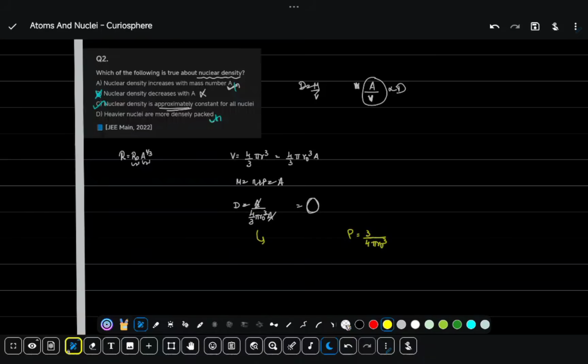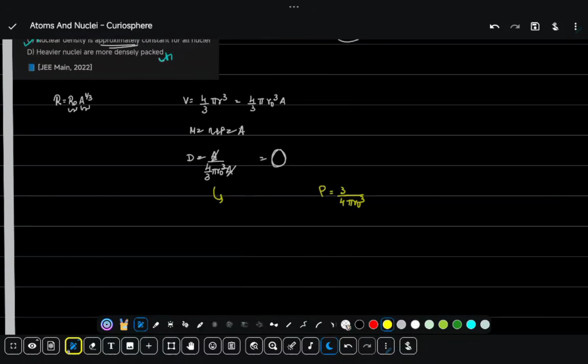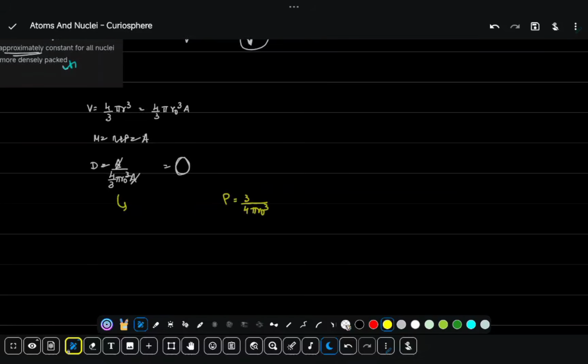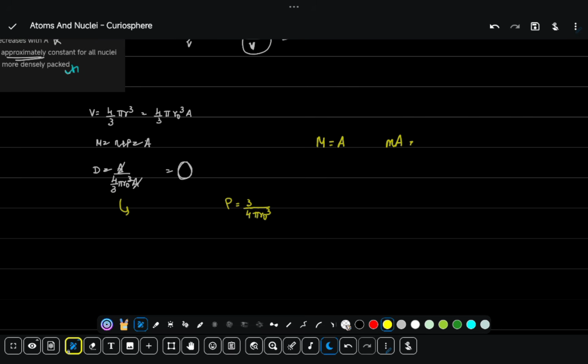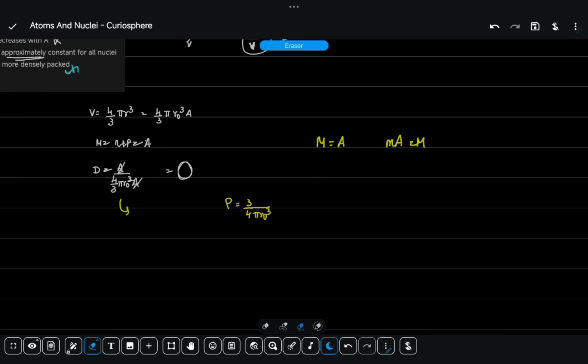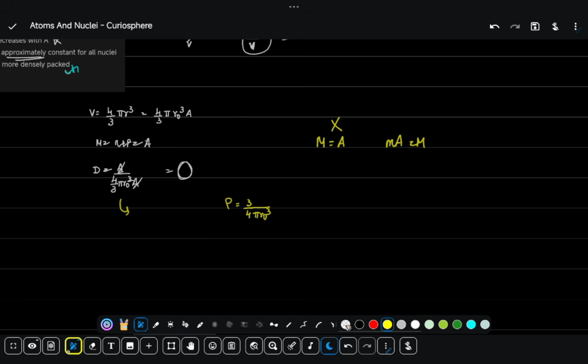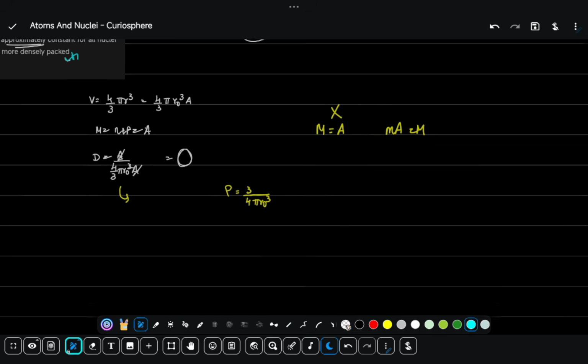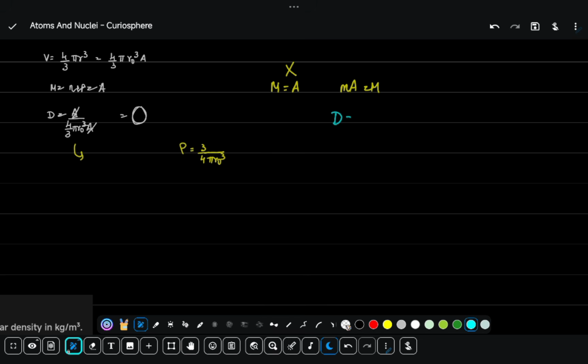Guys, we made a small mistake in the previous question: mass is not directly equal to mass number. Mass number is nothing but the number of protons and neutrons, and the mass of a neutron and the mass of a proton are approximately the same. So if we take the small m, the mass of a nucleon, a single particle, times the number of particles, this is actually the total mass, and this one is wrong.